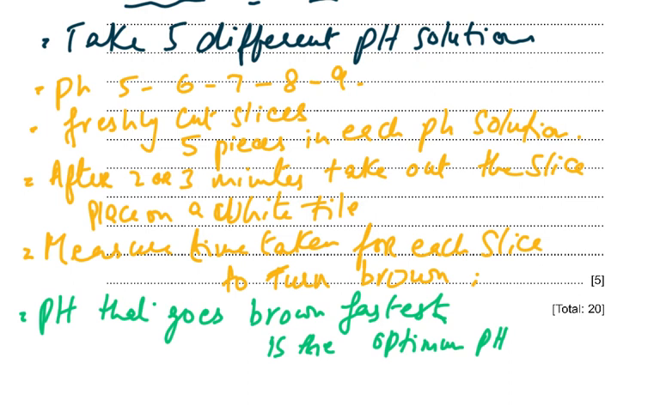So if you take 5 different pH solutions, pH 5, 6, 7, 8, 9, and freshly cut slices, 5 pieces in each pH solution. After 2 or 3 minutes, take out the slices, place them on a white tile and measure the time taken for each slice to turn brown. The pH that goes brown fastest is the optimum pH.